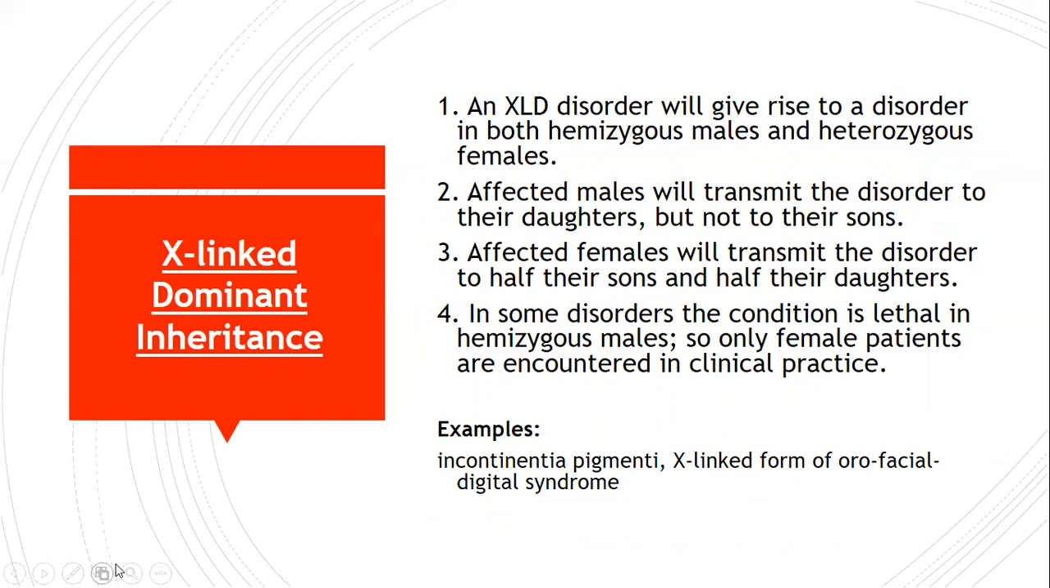X-linked dominant inheritance. X-linked dominant disorders will give rise to disorders in both hemizygous males and heterozygous females. So since it's a dominant character, even if it is heterozygous in a female, it will manifest. And of course, in males, there will be no other corresponding gene. Affected males will transmit the disorder to their daughters, but not to their sons. Affected females will transmit the disorder to half of the sons and half of the daughters.